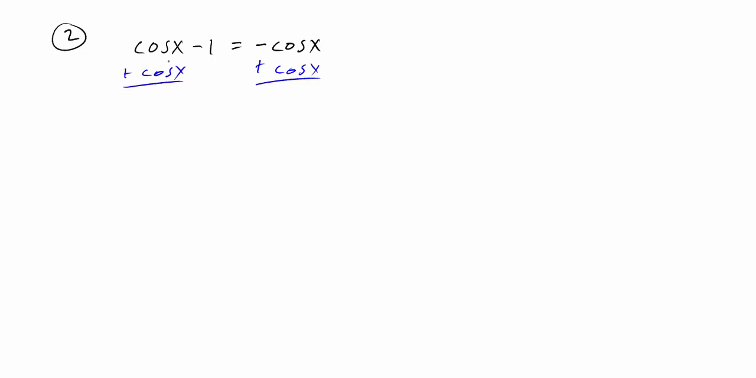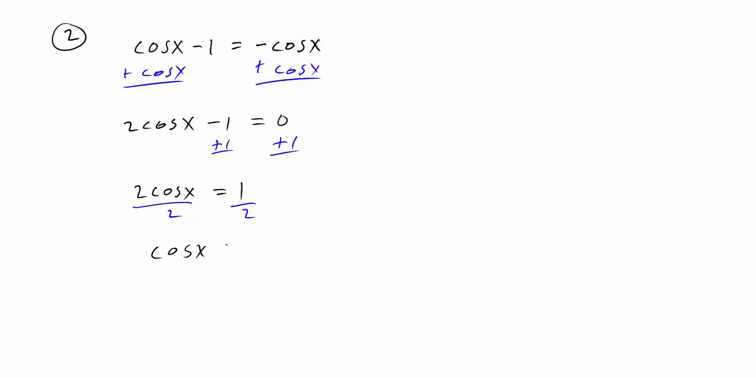So cosine plus cosine would be 2 cosine x minus 1 equals 0. And then just like we did before, we want to add 1 to both sides. So we would end up with 2 cosine of x equals positive 1. And then, of course, to get rid of the multiplication, we can divide by 2. And cosine x is equal to 1/2. So once again, we're going to go look at the unit circle.